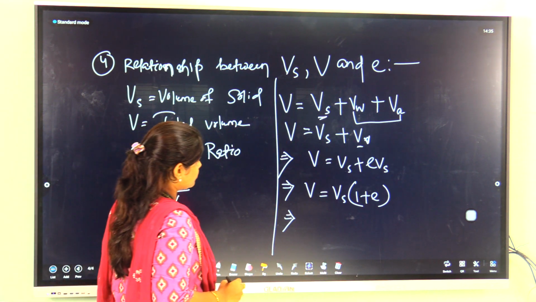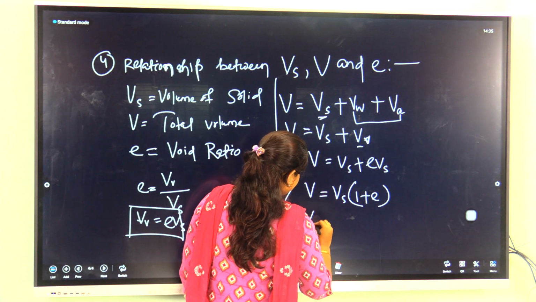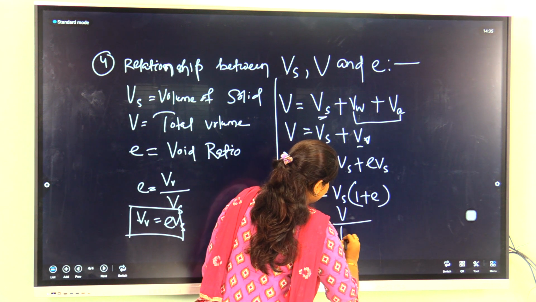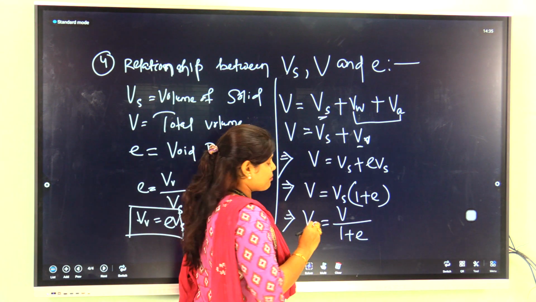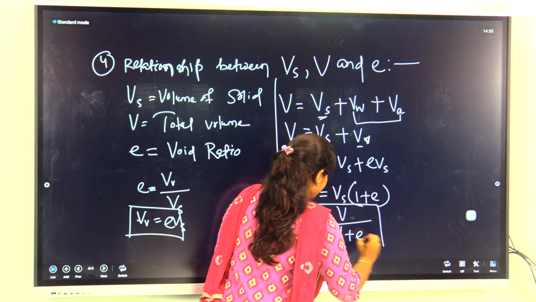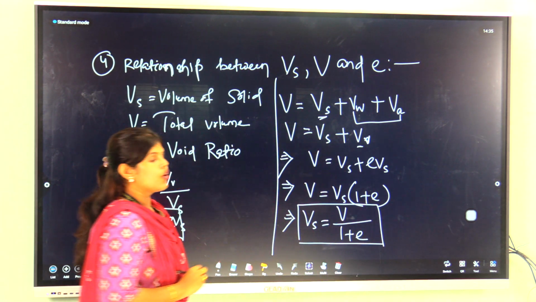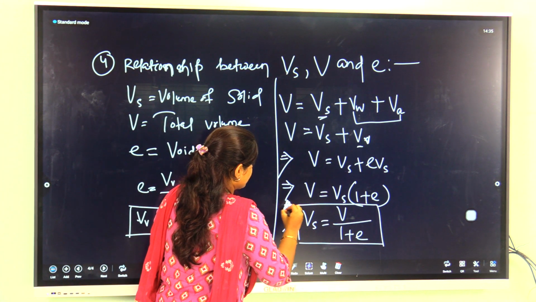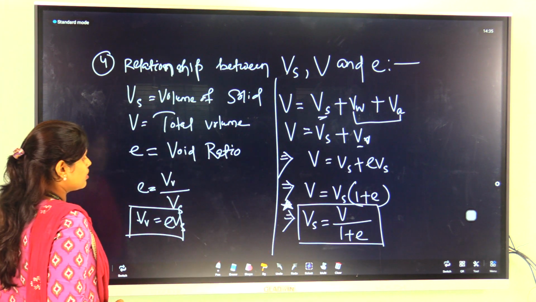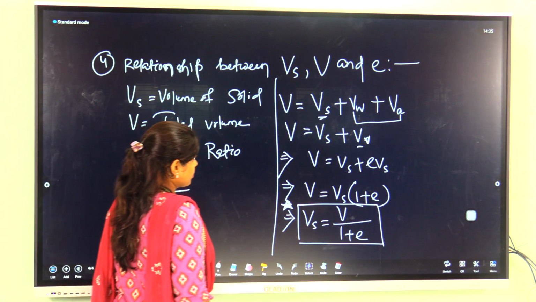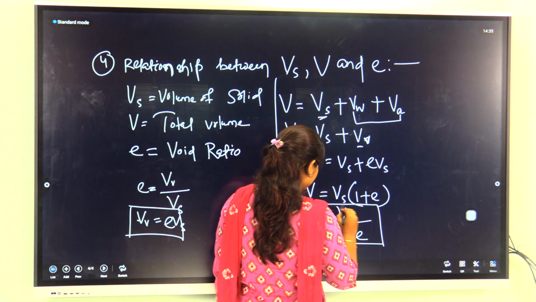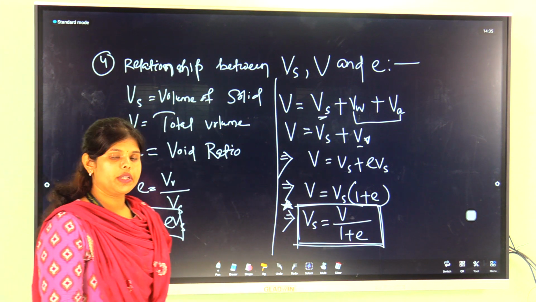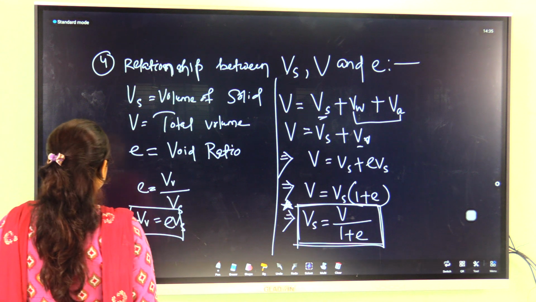Okay. So, Vs equals what? Total volume divided by 1 plus void ratio. This is your fourth relation. Okay. Give it a star mark and make some highlight. Vs is equal to V by 1 plus E.